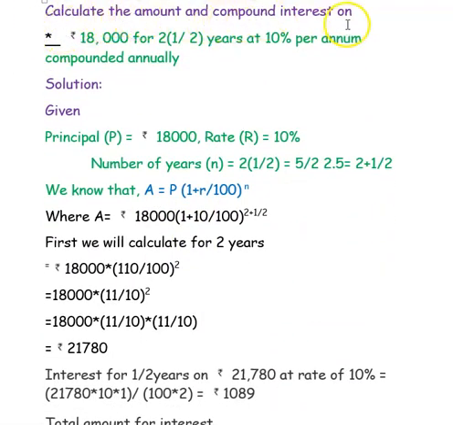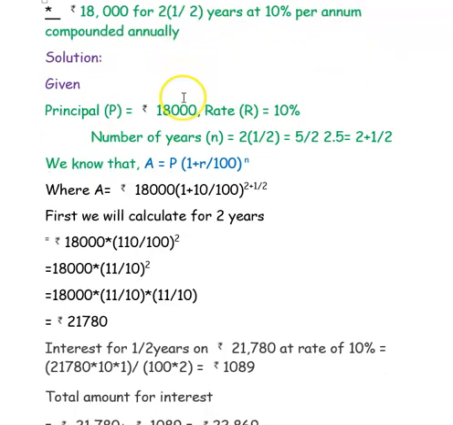Okay, the next question is the same, but let us see what is given. Calculate the amount and compound interest on rupees 18,000 for 2.5 years at 10% per annum compounded annually. So the principal given is 18,000 and the rate of interest here is 10%. And the number of years given here is 2.5. So 2.5 can be written as 2 plus half. We are using the same formula. The only thing is the years is different.